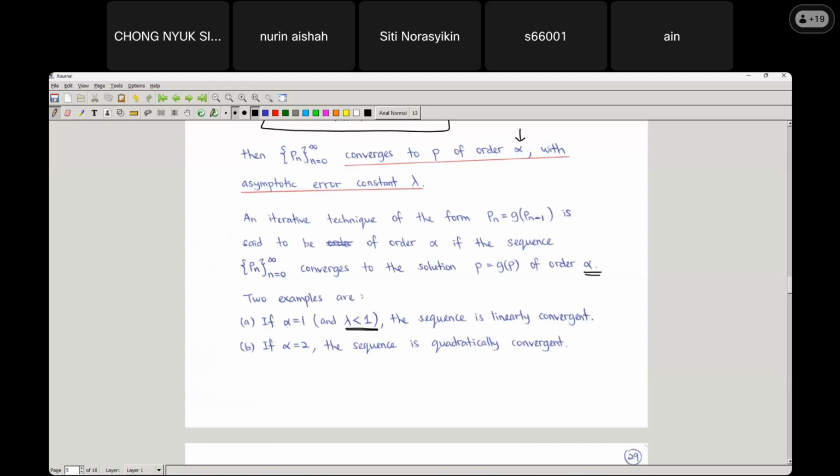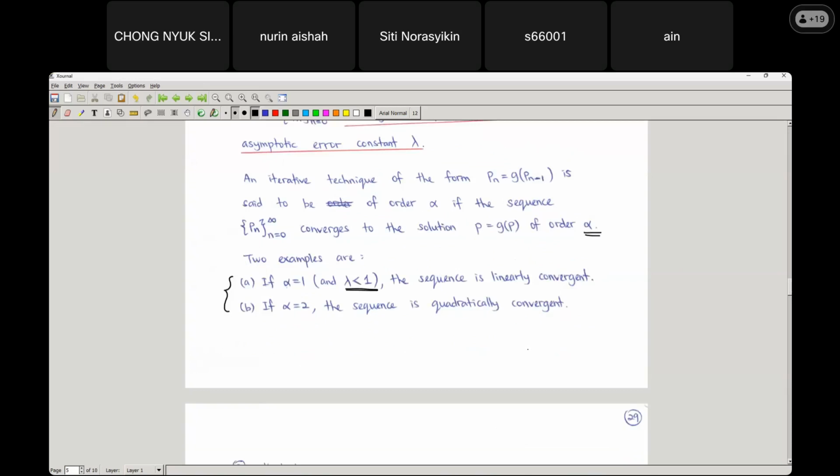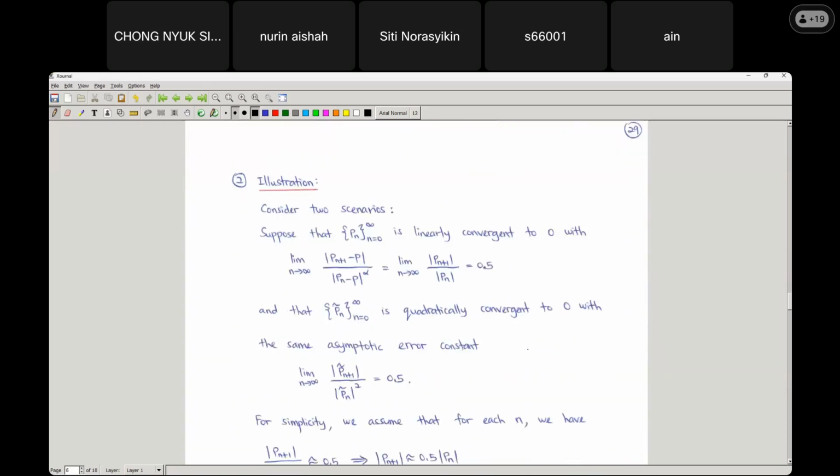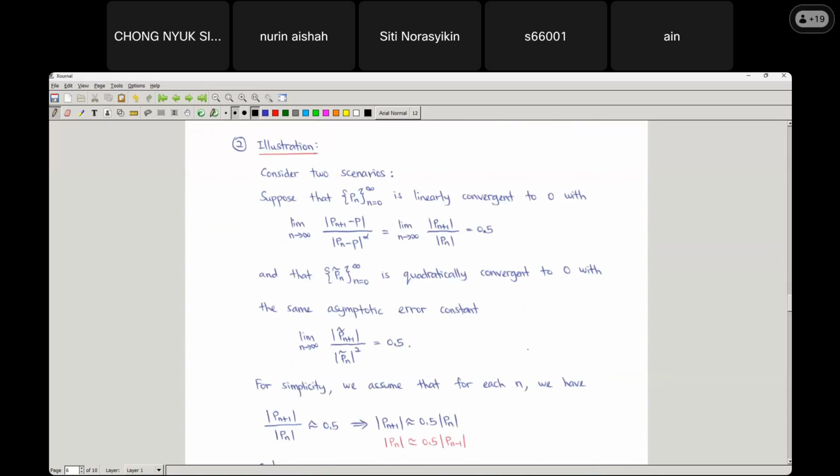Okay, now for this course, we only focus on these two cases. Other than that, we will not consider them, because you're going to study them in a more advanced course. So now I give you one example here. Suppose we have two scenarios. One, suppose that your Pn is linearly convergent to 0.